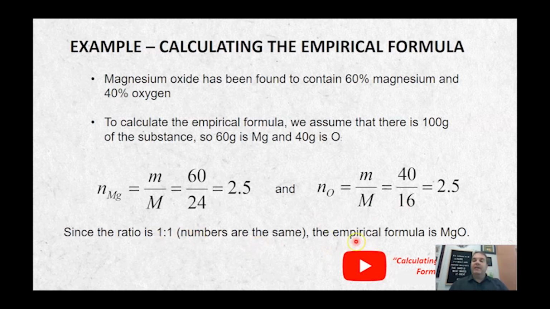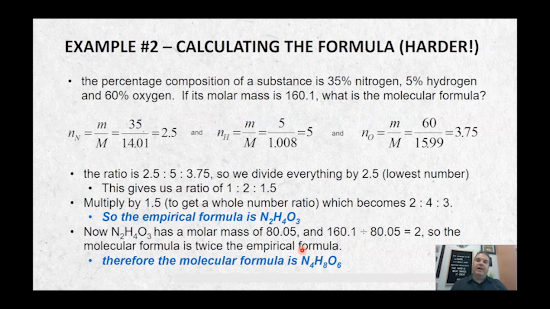Again, there's a video here on calculating empirical formula if you want to go through this in a bit more depth. If we step it up to go a bit harder, if you want to actually calculate the molecular formula, you need to do the empirical formula first, and then you need to know the actual molar mass of the substance. So if we've got a substance which has 35% nitrogen, 5% hydrogen, and 60% oxygen, we just go through and work out the ratios as we do normally here.